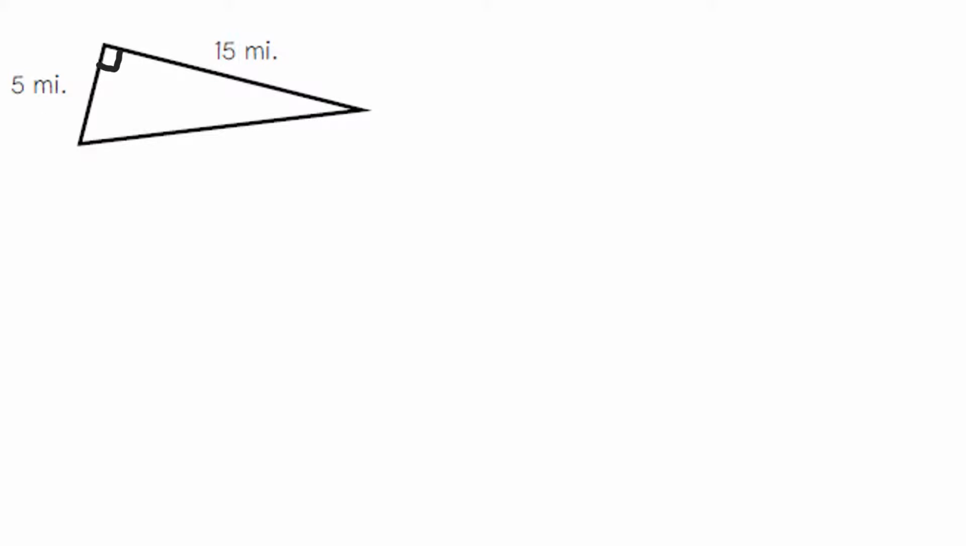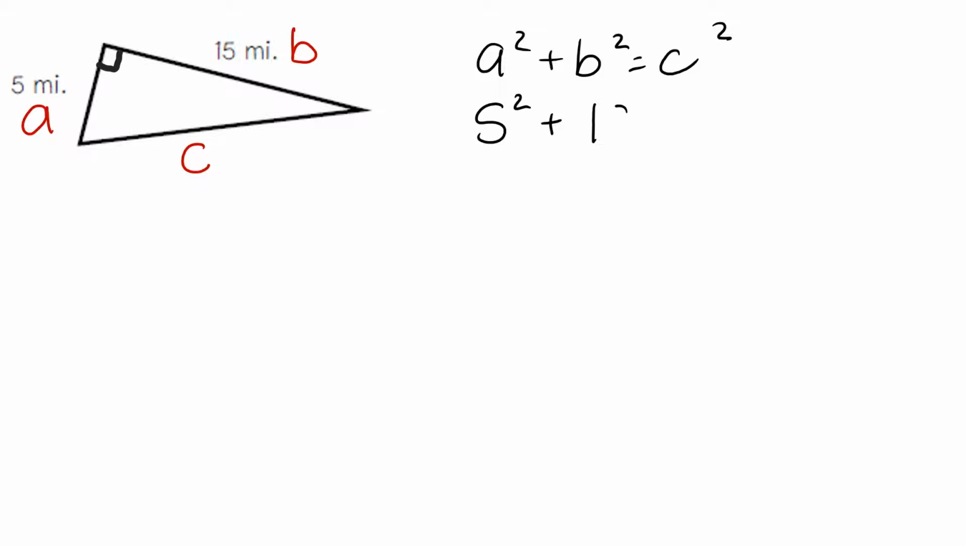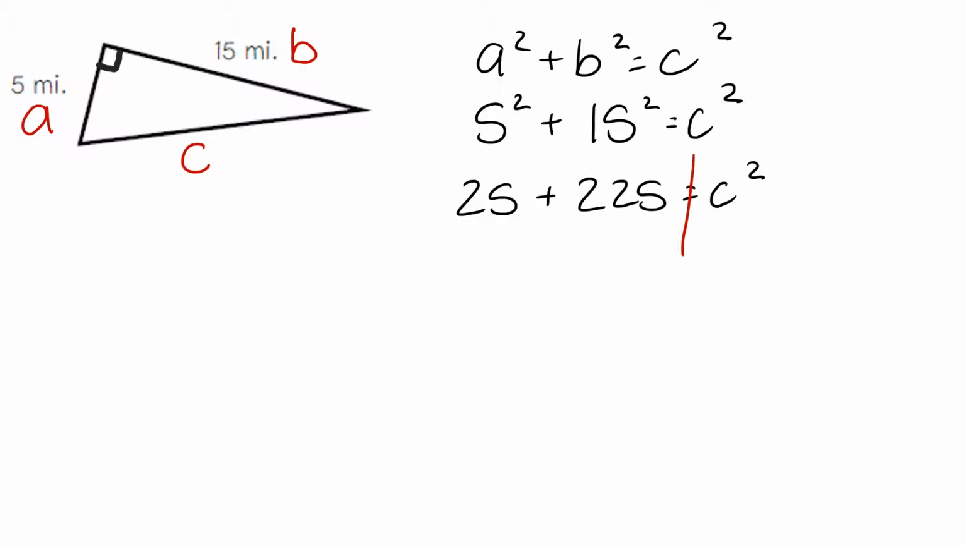For this next problem, again, we always start out by labeling our right side edges and labeling the longest side, the hypotenuse C. We next plug our numbers into the equation. A is 5, B is 15, C is unknown. 5 squared is 25, 15 squared is 225. Combining like terms, 25 plus 225 is going to give us 250.